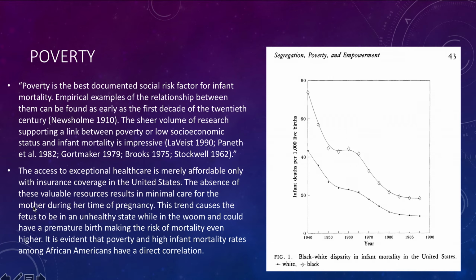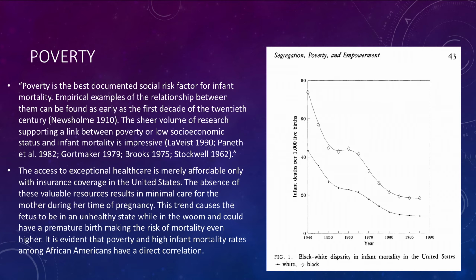Poverty is the best documented social risk factor for infant mortality. Empirical examples of the relationship between them can be found as early as the first decade of the 20th century. The sheer volume of research supporting a link between poverty or low socioeconomic status and infant mortality is impressive.